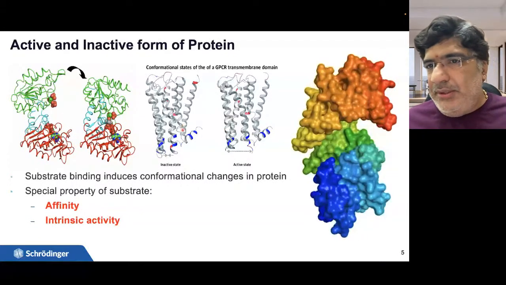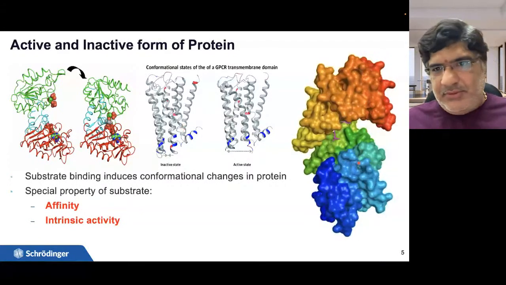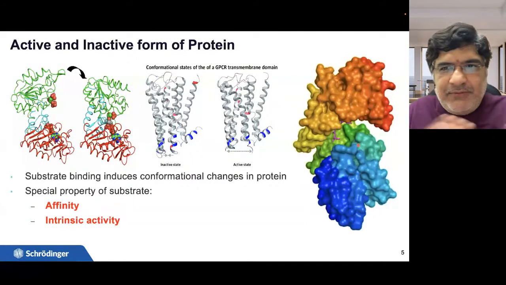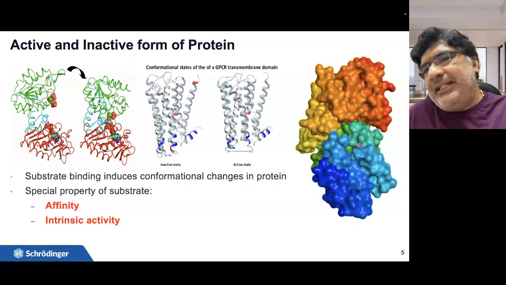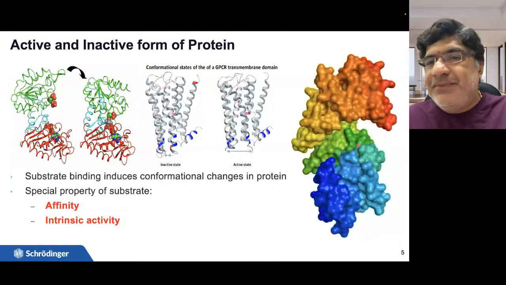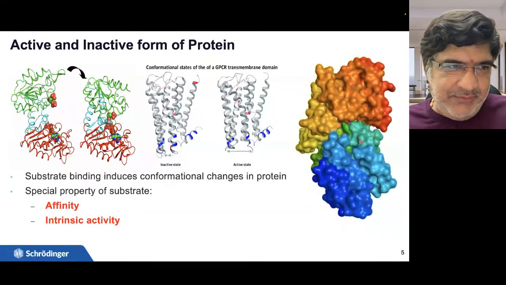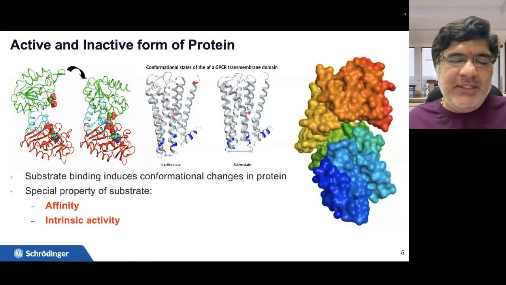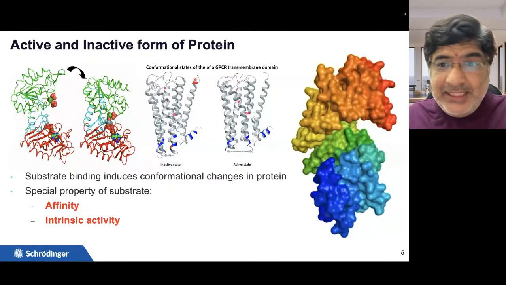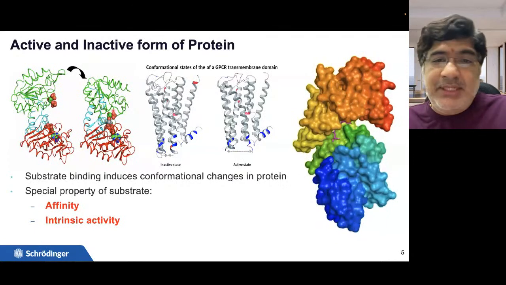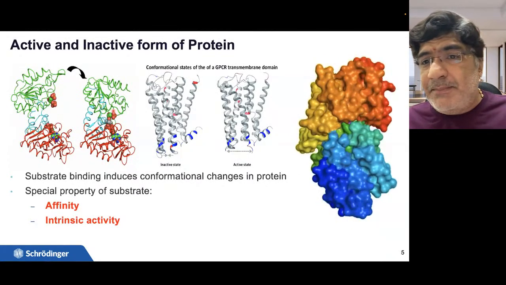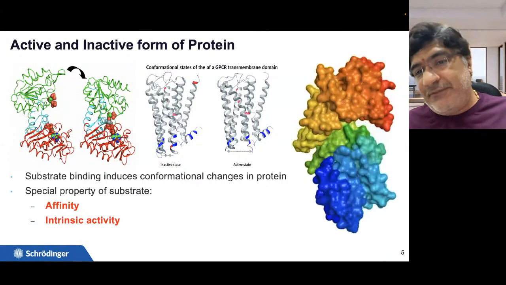What causes or brings this differentiation? How does the shape change from one form to the other? Mainly it could be because of substrate binding. When I say substrate, if it is a kinase class of protein, you could imagine ATP is the substrate. When ATP binds, it would induce this type of conformational change.